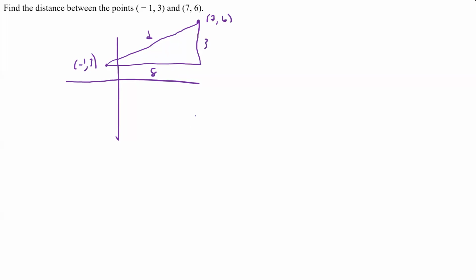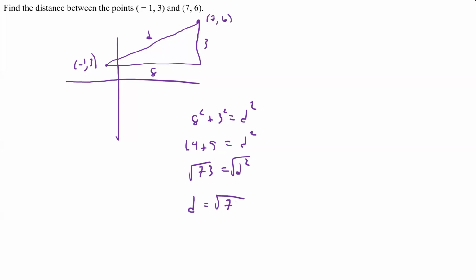So we know that 8 squared plus 3 squared is equal to d squared. So 8 squared is 64 plus 9 is equal to d squared. And so it's going to be 73 is equal to d squared. Square root of both sides. We only want the positive distance. So the distance is equal to the square root of 73. Most of the time they're going to want the exact value, so we'll just leave it as that this time. Okay, so that's how we do it.